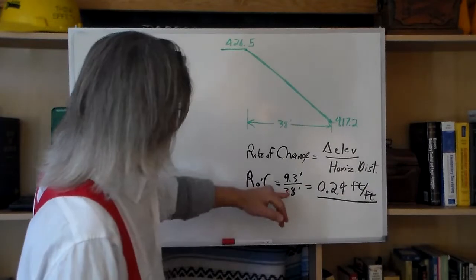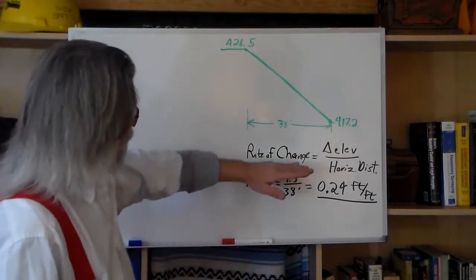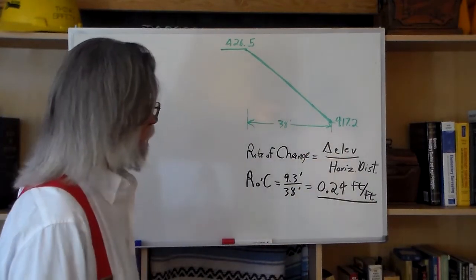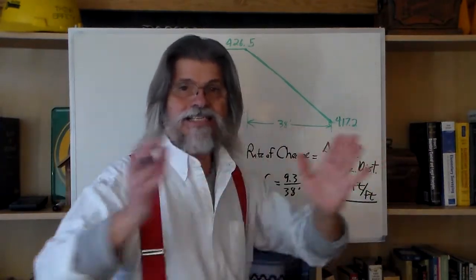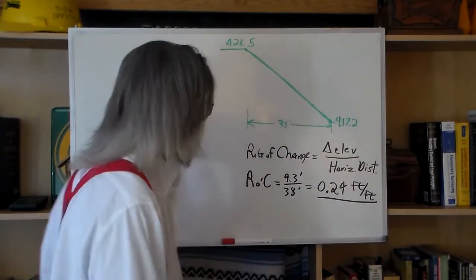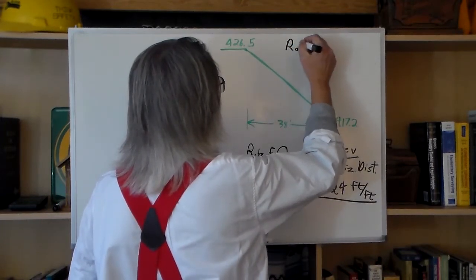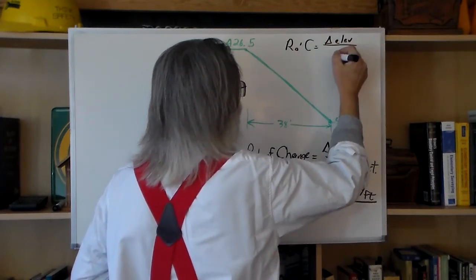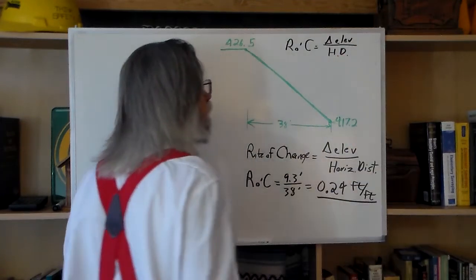Well, that's where you just take this same formula and flip it around a little bit. If our rate of change is the delta elevation over the horizontal distance, that's going to apply for any segment of this whole slope here, because the rate of change is going to be the same. So if ROC is going to equal delta elevation over HD, I'll just put HD for horizontal distance, save some space.